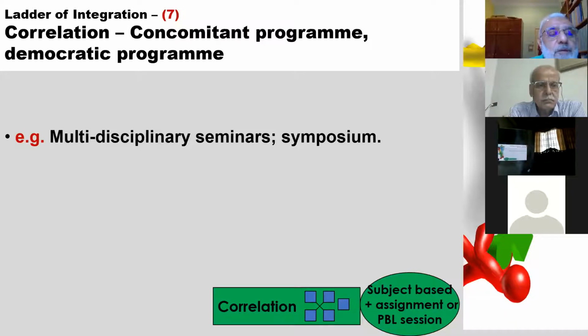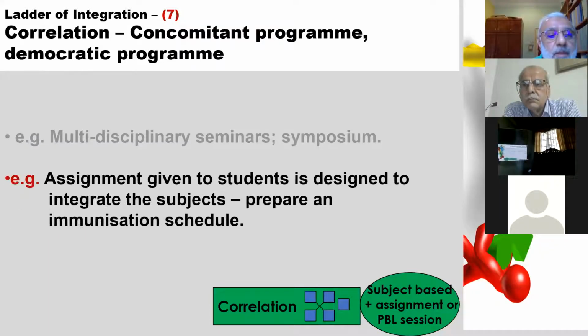Another example of correlation, apart from PBL, is multidisciplinary seminars or symposiums. And the assignments given to the students are designed to integrate the subjects. For example, prepare an immunization schedule. So students have to learn immunology, infectious disease incidence, and the ability of the child to pick up that vaccination. So multiple subjects are involved in that assignment.